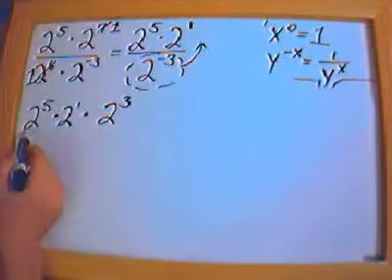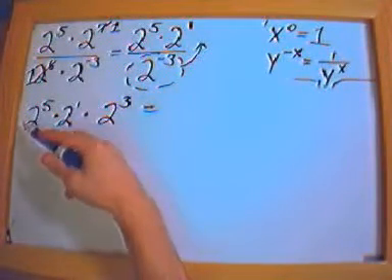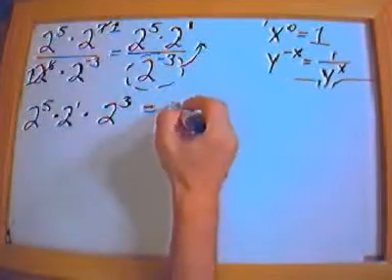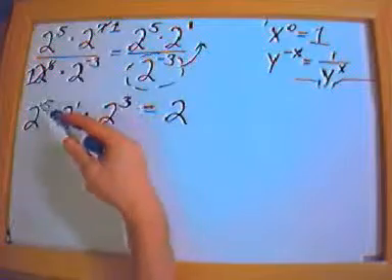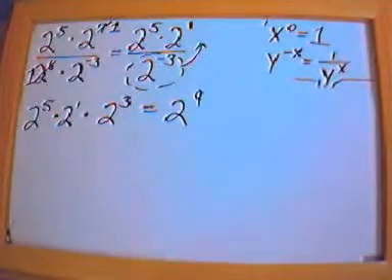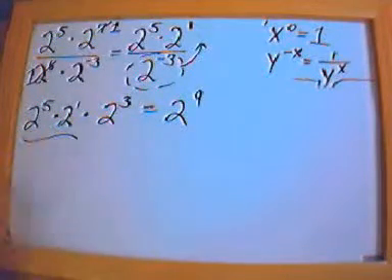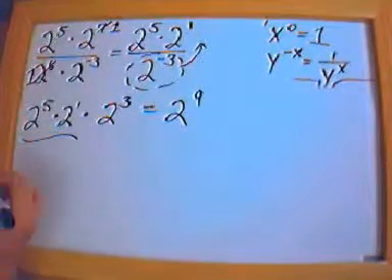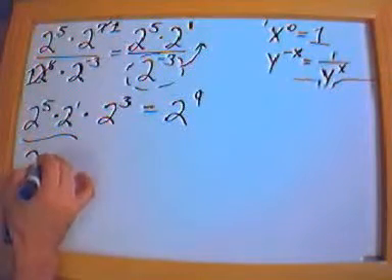Okay? Now I can simplify this whole thing because I've got an exponent with the same base. So our rule for exponents from the previous lesson is I can simply add the exponents. So 5 plus 1 is 6, 6 plus 3 is 9. And that's 2 to the 9th power. And that's the answer.